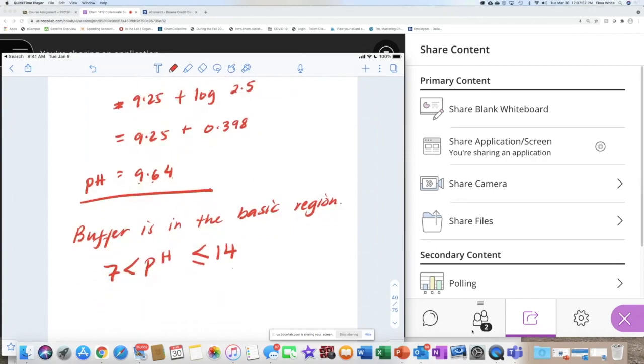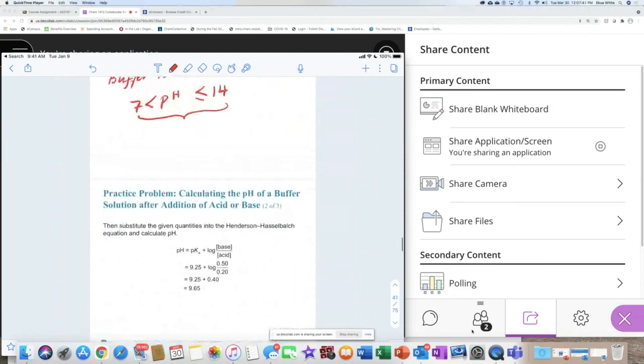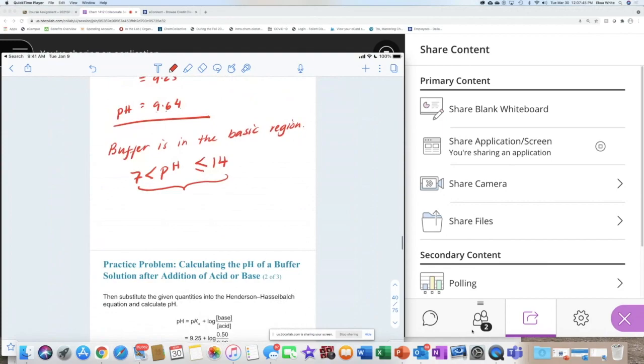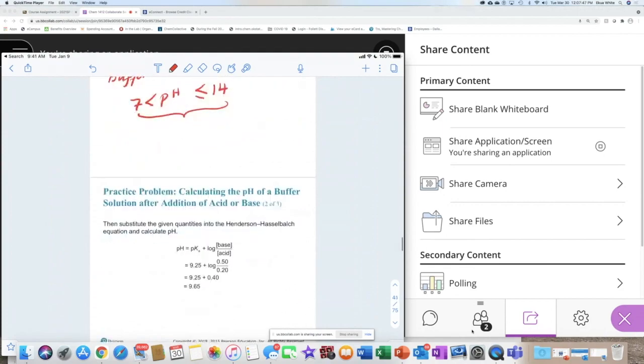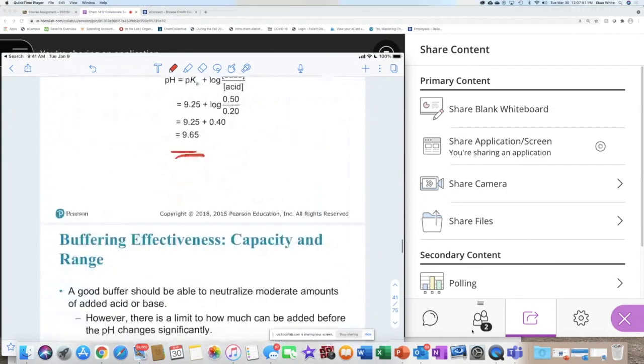So the buffer is somewhere in this region here. That's basic. Okay. So they go through and show you how they work it out right here. The answer is slightly different. Oh, they rounded up. I didn't round up, but yeah. Okay. So you can use that.